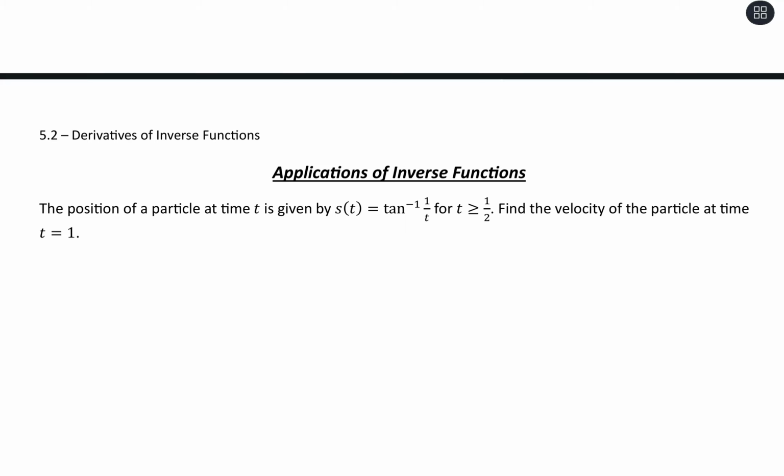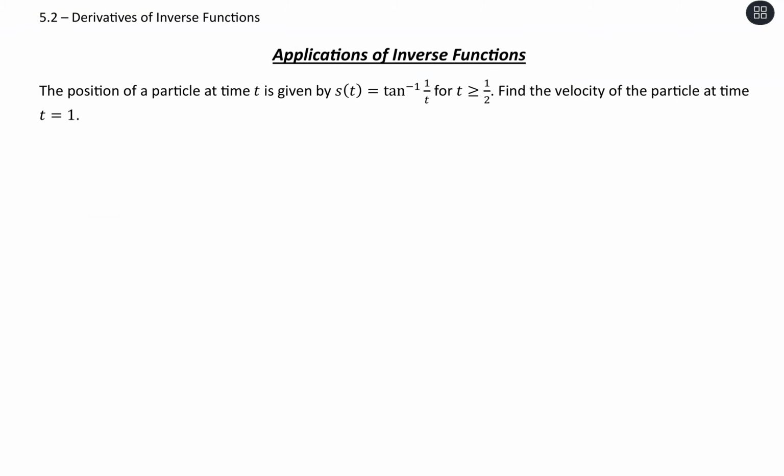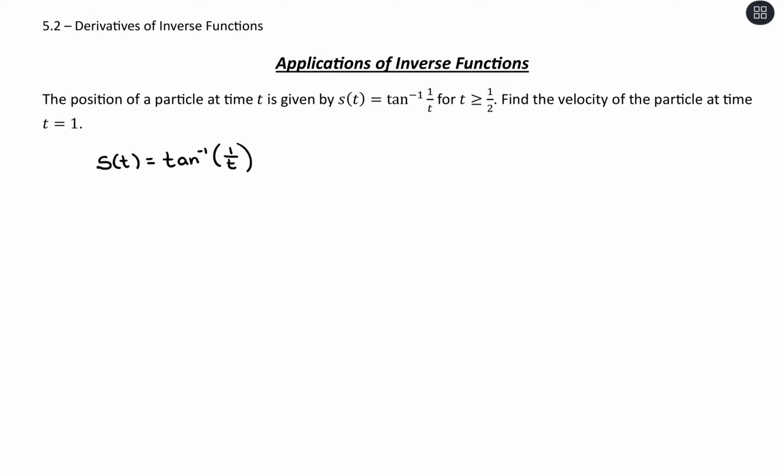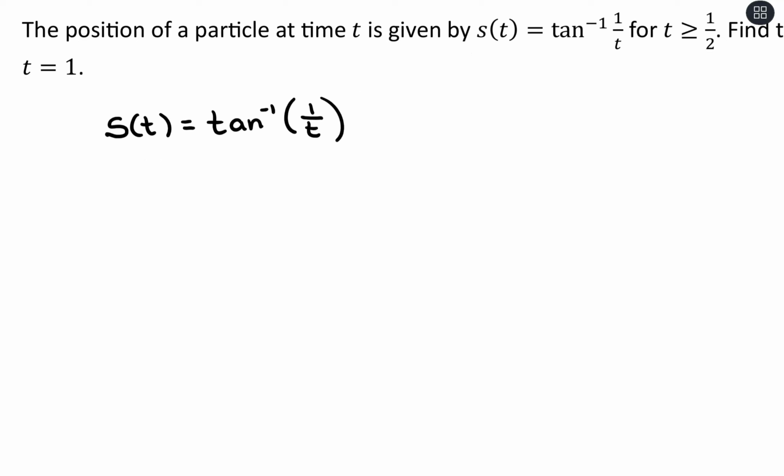Let's take a look at some applications of our inverse functions. So this first one, we have a position function. And for that position function, we have inverse tangent of 1 over t, or t to the negative 1, however you want to write it there, for t is more than or equal to 1/2. So we want to find the velocity at t equals 1. So we want the velocity function, which is going to come from our derivative function.